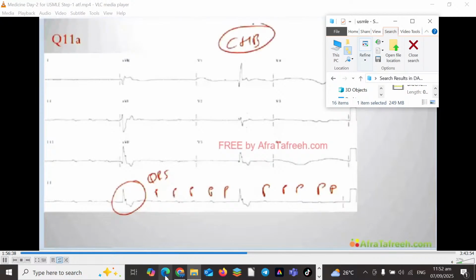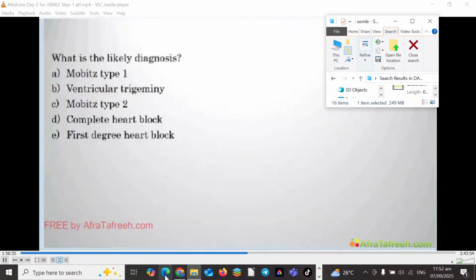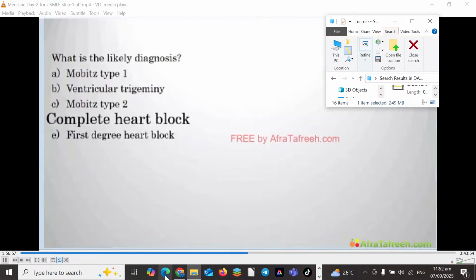Is it clear? There was a lot of confusion about complete heart block. A lot of places it was answered. This is how it looks. You know how ventricular trigemini and Mobitz type 1 will look. You know how Mobitz type 2 would look. You just saw bigemini, you saw trigemini. Trigemini was every third beat, so this is not trigemini. And first degree heart block is only prolongation of the PR, which you already know. So this is a complete heart block.